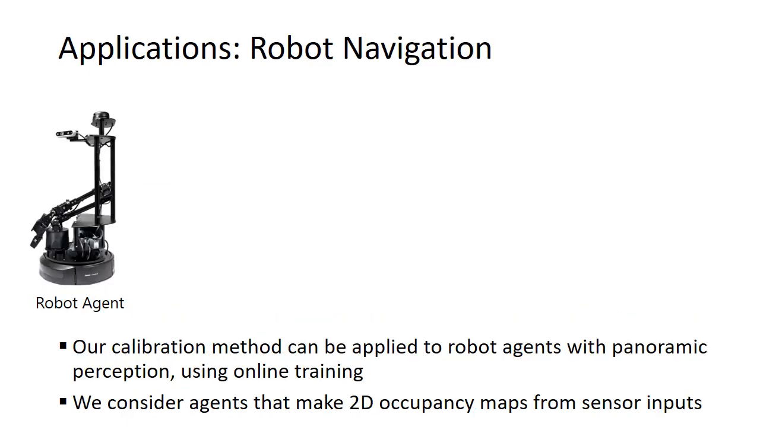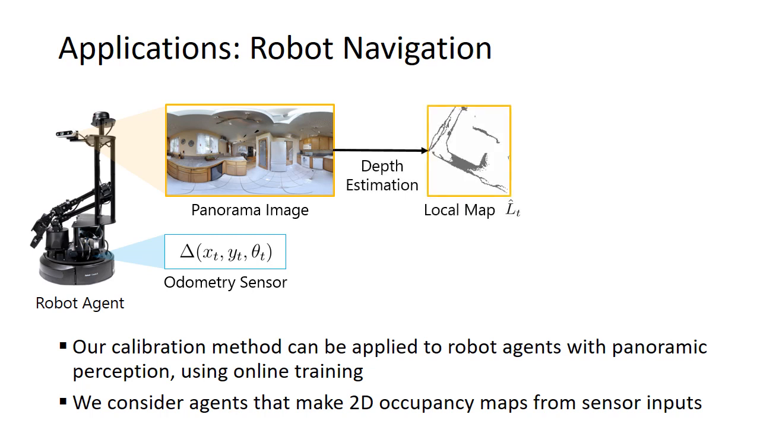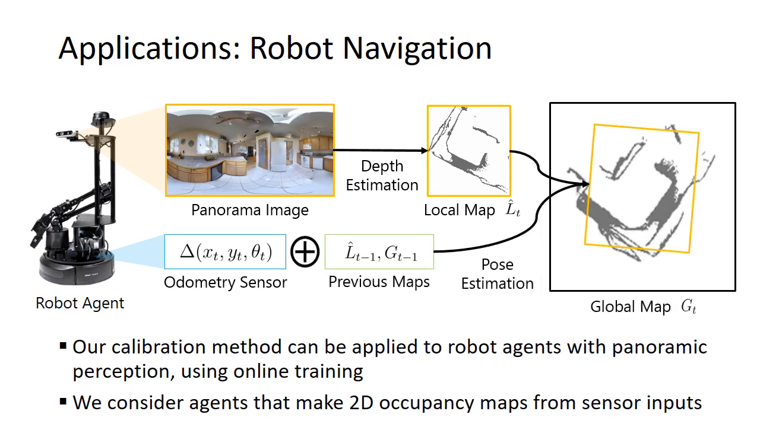Due to the lightweight formulation of our calibration method, it can be easily applied on top of various localization and mapping tasks. Here I will showcase a sample application in the context of robot navigation. We consider a robot agent equipped with a 360-degree camera and an odometry sensor that outputs noisy measurements. While navigating the indoor environment, the agent creates a 2D local map using panoramic depth estimation and produces a global map by aggregating previously created local maps with pose estimation results.